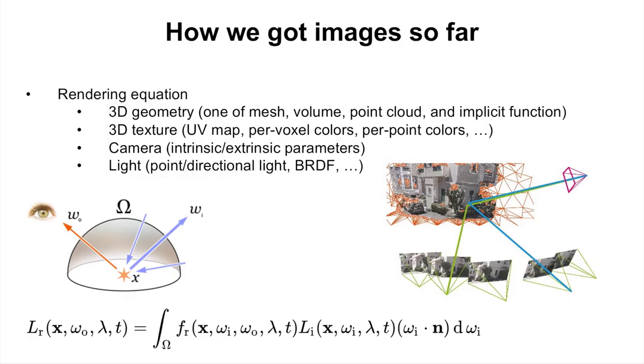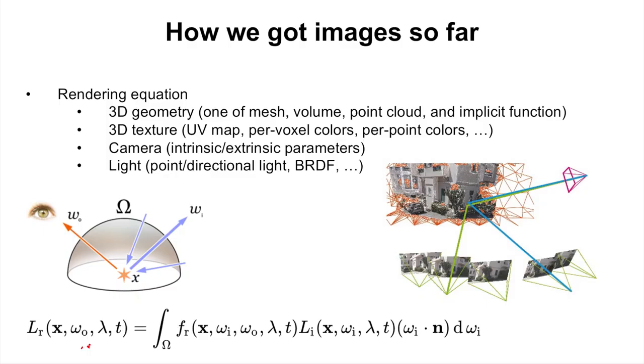We have 3D geometry. We learned mesh, volume, point cloud, implicit function, anything is okay. We have 3D geometry and 3D texture: UV map, per-voxel colors, per-point colors, per-Gaussian color, anything. And then camera, where we learned intrinsic and extrinsic parameters and the projection way, perspective projection or orthogonal projection, or light, point light source, directional light source, BRDF. Using such 3D assets, we can render images using the rendering equation.